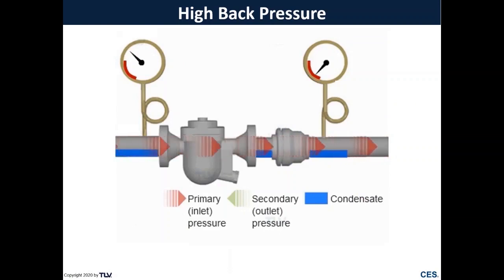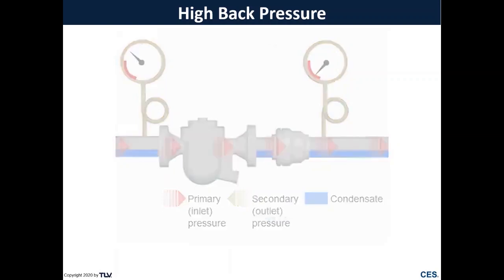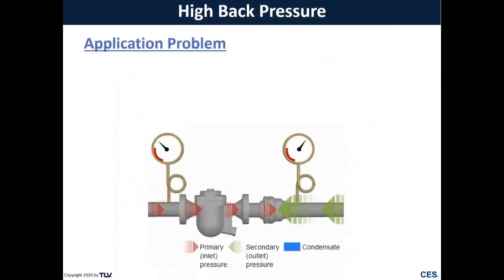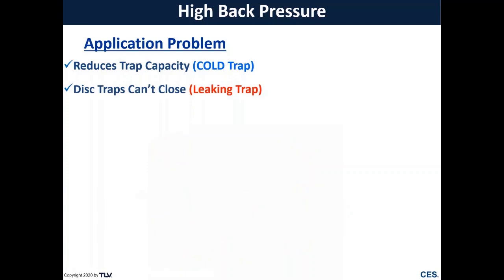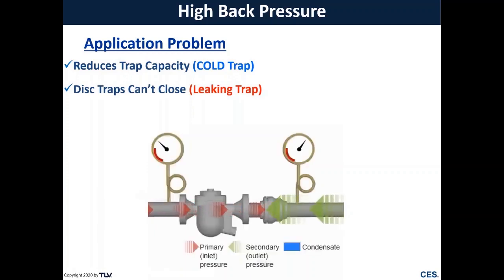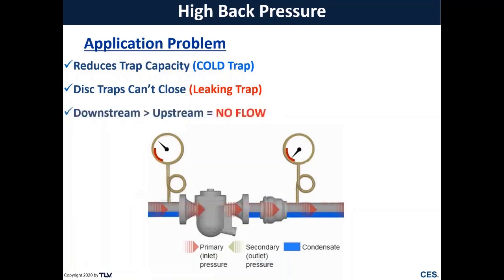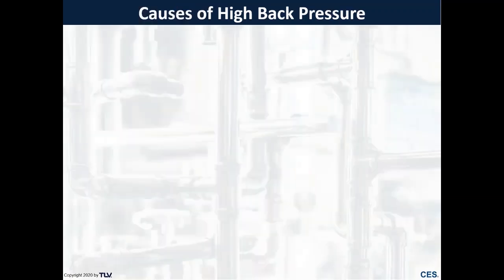This is where the back pressure is relatively high compared to the inlet pressure. So when you have this case, you're going to have reduced trap capacity, which could lead to a cold trap and condensate being backed up. In the case of a disk trap, it won't be able to close, which will cause it to leak steam into the condensate return, which ends up making the problem worse by increasing the condensate return pressure even more. And eventually you have where the downstream pressure is actually greater than the upstream pressure, and you no longer will have any flow, and you'll back up condensate into your steam system.